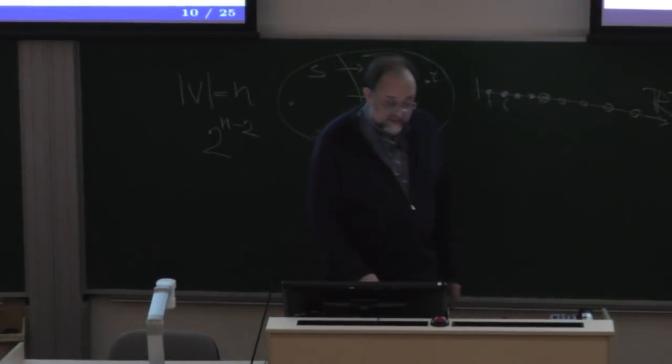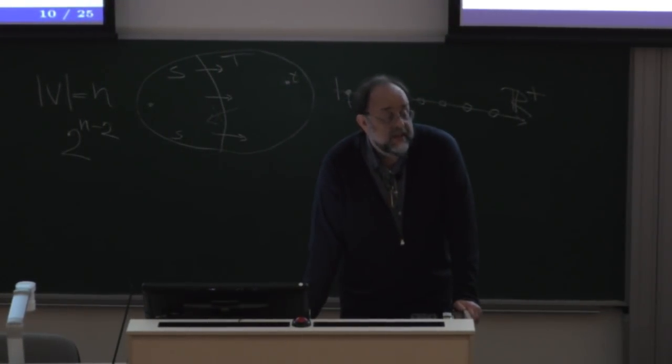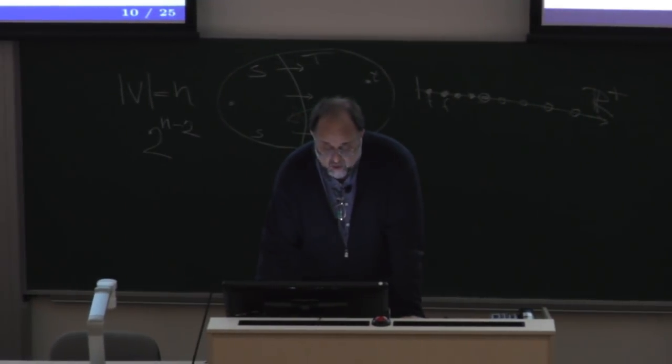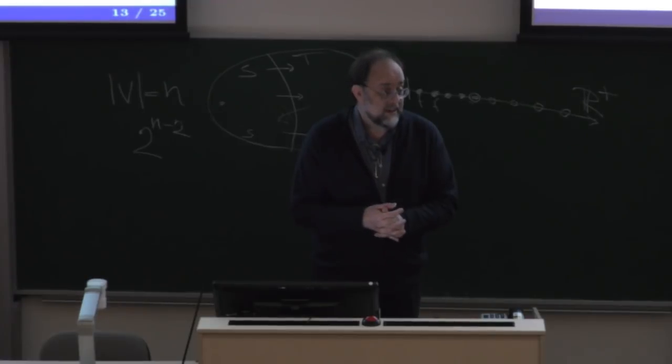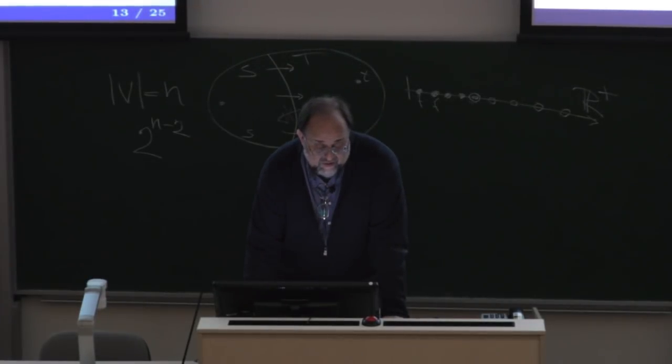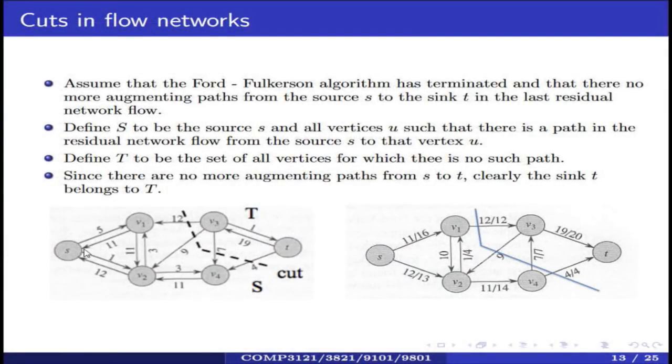So our strategy to show that Ford-Fulkerson in fact produces maximal flow is that we will find a cut so that the flow produced by augmenting paths is in fact the max flow, and the corresponding cut will be the minimal cut. And that cut is very simple to define. As we mentioned, when Ford-Fulkerson stops, it stops because there are no more augmenting paths. What does this mean? It means that there is no path from S to T. However, there might be a path from S to some of the vertices.